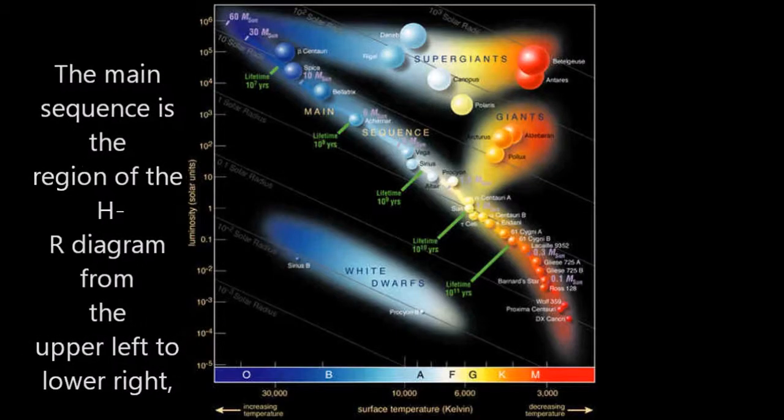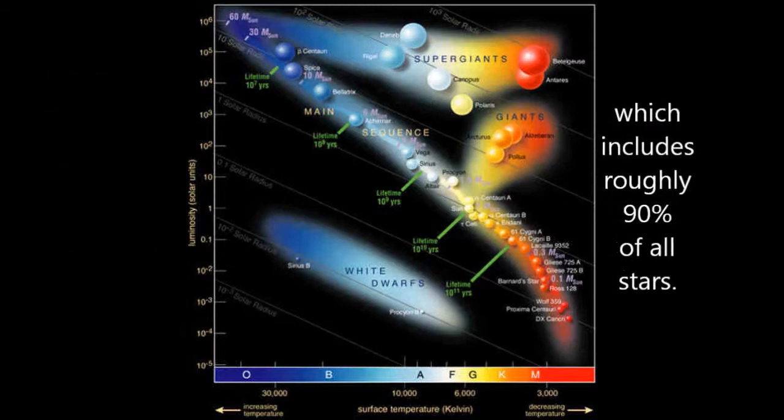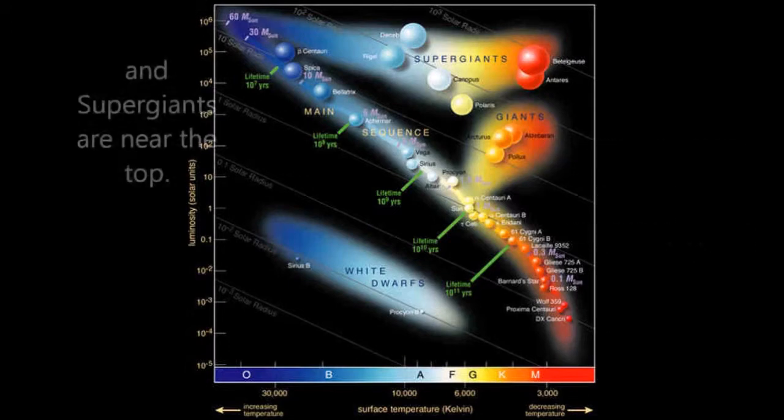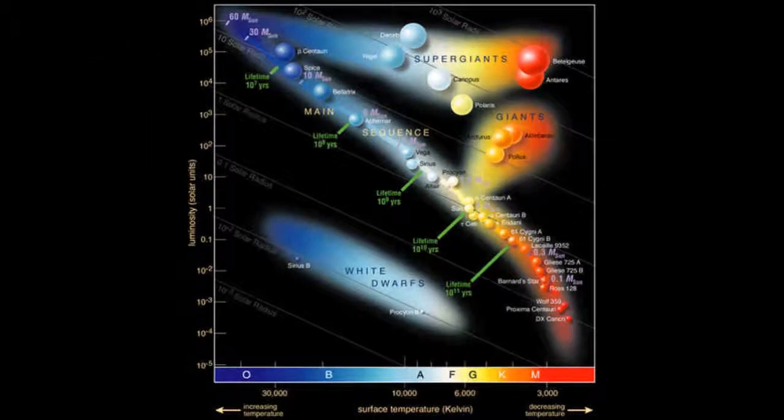The main sequence is the region of the HR diagram from upper left to lower right, which includes roughly 90% of all stars. Dwarf stars are near the bottom, giant stars are in the upper right, and supergiants are near the top.